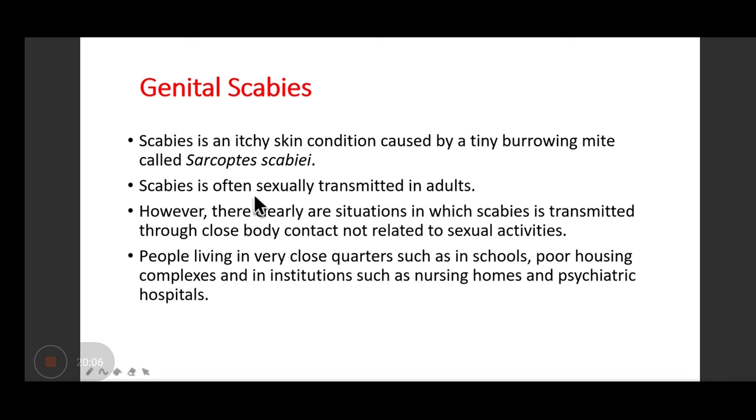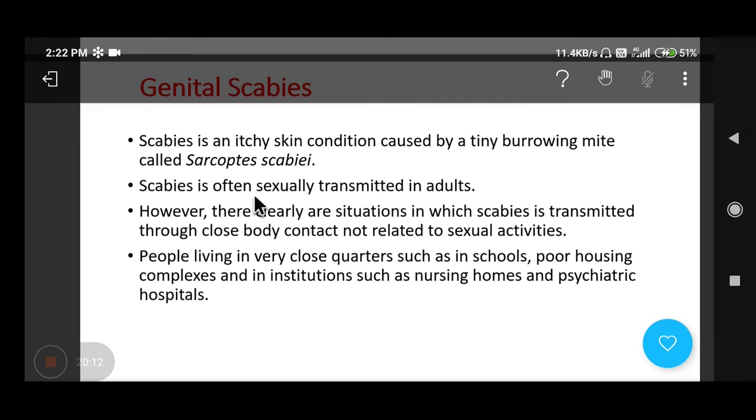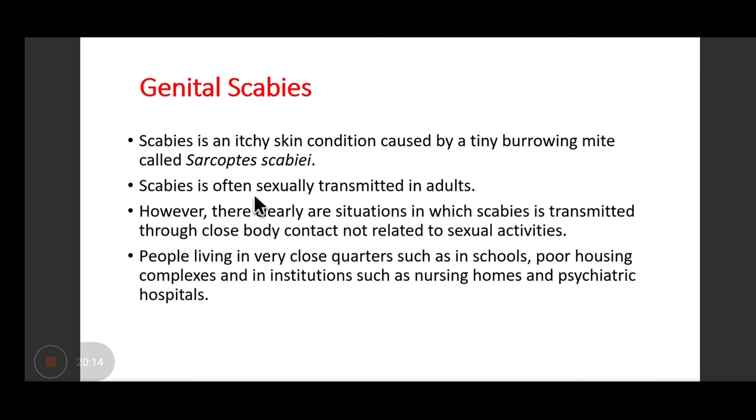This disease, scabies, is spread through close contact, but is also often spread by sexual contact as well. So it has been seen in schools, poor housing complexes, etc., because it is spread by close contact along with sexual contact.